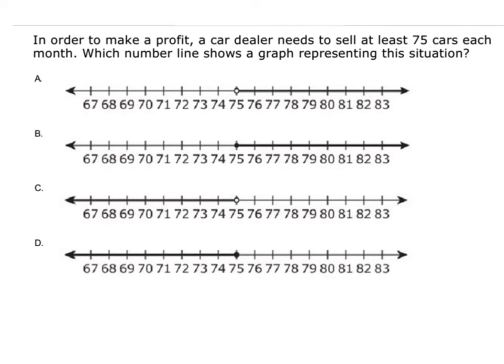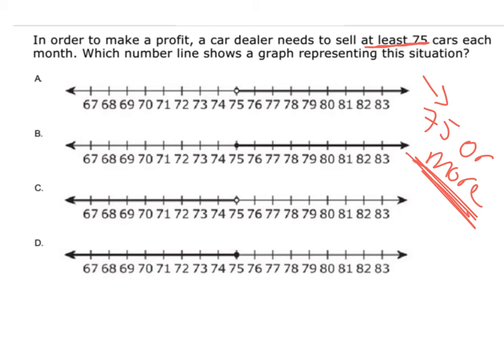All right, so let's try an inequality problem. In order to make a profit, a car dealer needs to sell at least 75 cars each month. Which number line shows a graph representing this situation? So let's make note that at least 75 means they're selling 75 or more. Okay? So we want 75 or more.